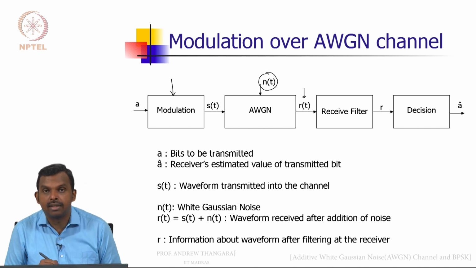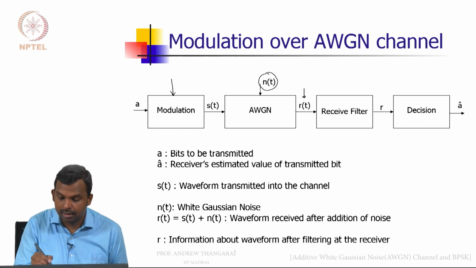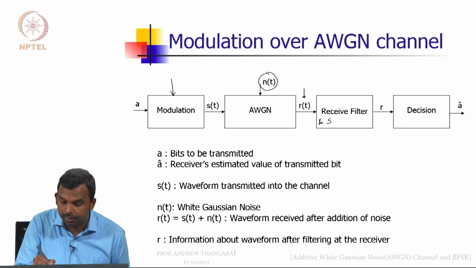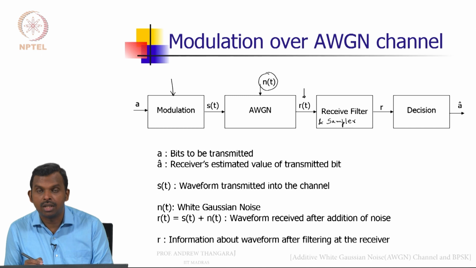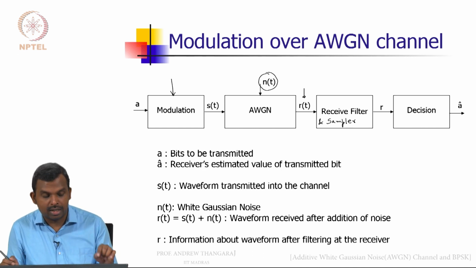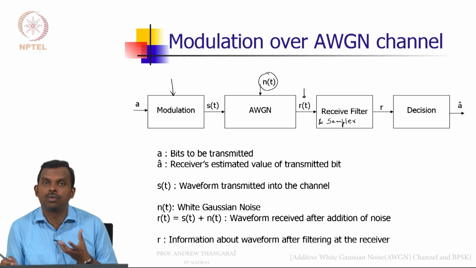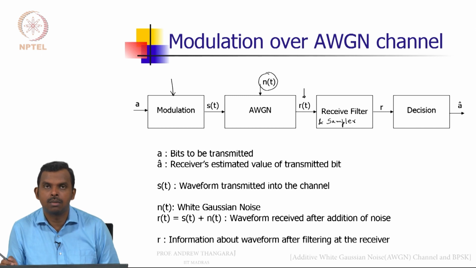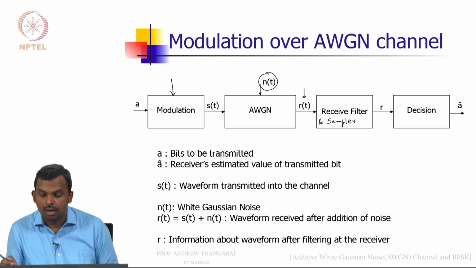You get a received signal r of t, and this is usually filtered and sampled. There is a receive filter and sampler here, and usually one can design this so that you do not lose any information and you get samples. One can make a direct connection between the bit that was transmitted, A, and the sample R that was obtained. This is the theory of how you model a digital communication system in the discrete time domain, and once you do that, you can make a decision to get A hat.